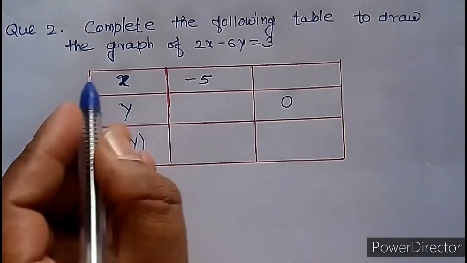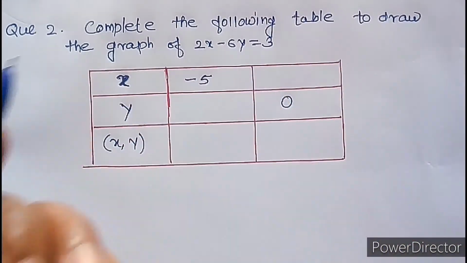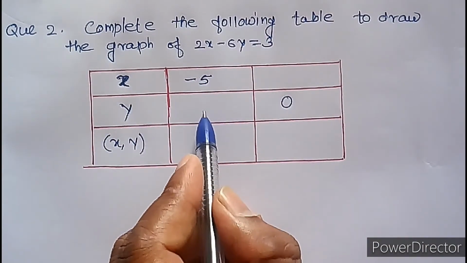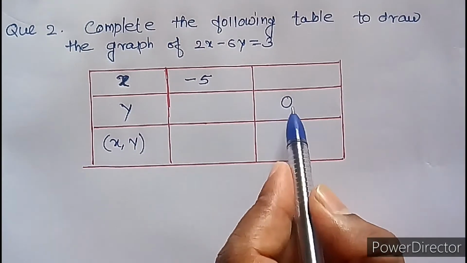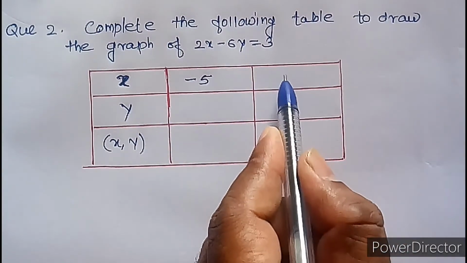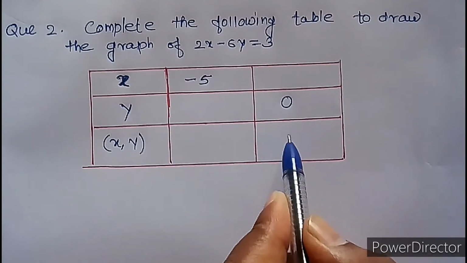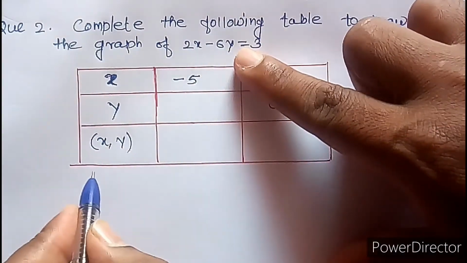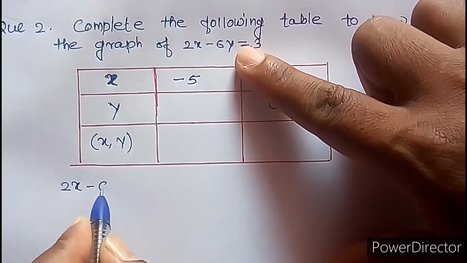Now question number 2, complete the following table to draw the graph of 2x minus 6y equals 3. Here the value of x is given, we have to find the value of y and write down the values of x and y. In this column the value of y is given, we have to find the value of x and write it down here, and then write down the values of x and y here.